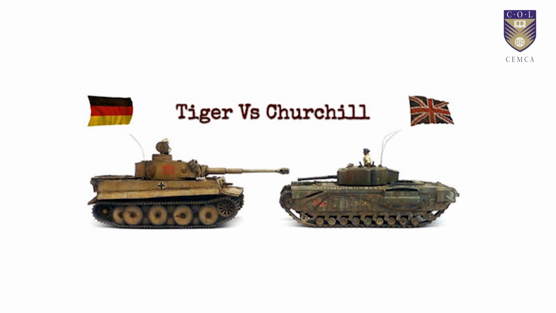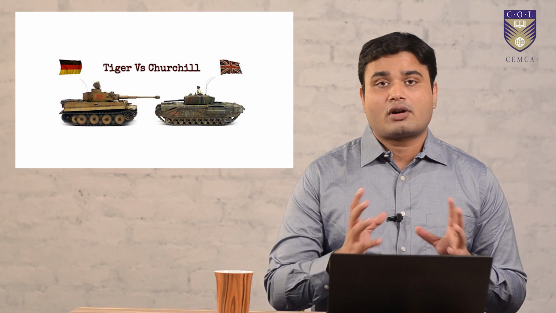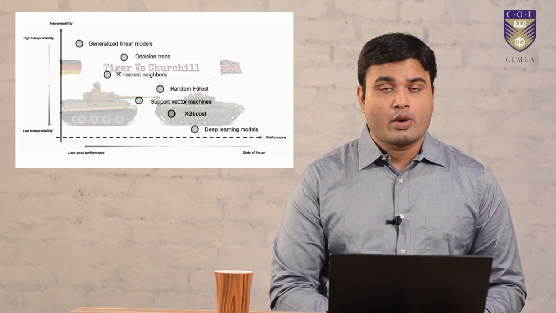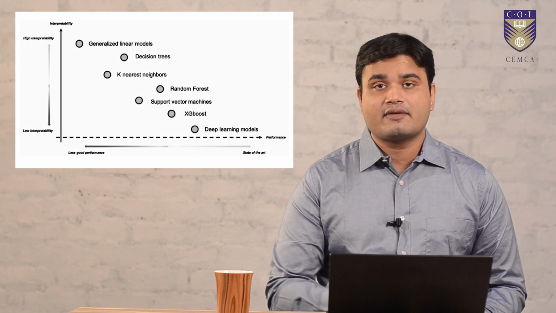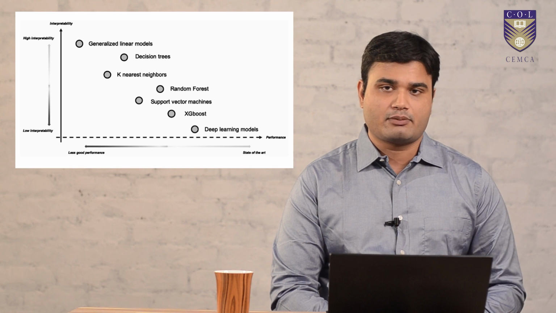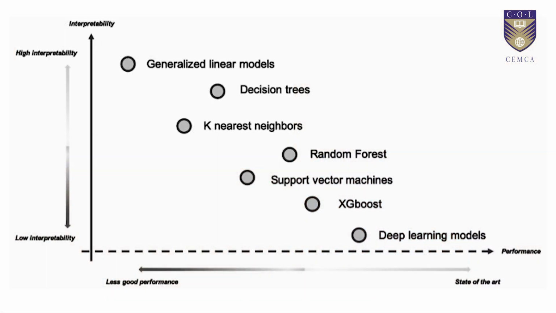So taking a cue from the story that we just heard, let's try to plot all the algorithms that we have learned so far on an X and Y plane, where X refers to the performance of the model and Y refers to the interpretability or the explainability of the model. As we increase on the x-axis, the performance of the model gets better, and as we increase the value on the y-axis, the interpretability of the model gets better. So here are the plots of all the algorithms that we have seen so far.